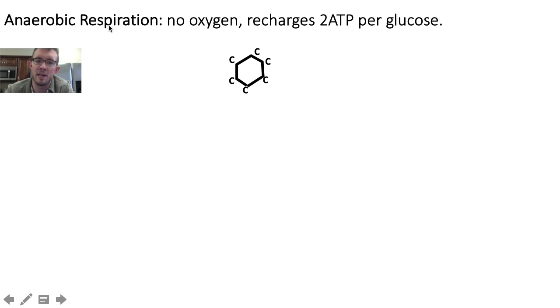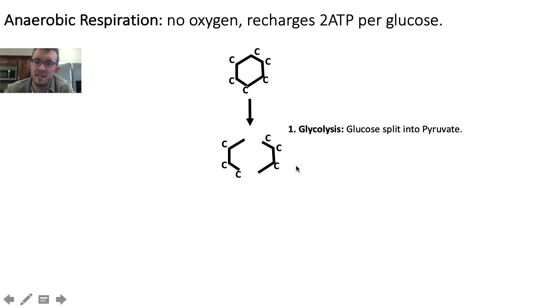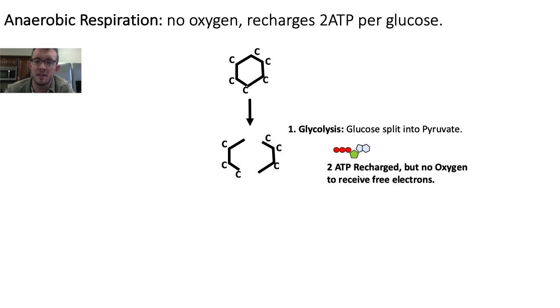Now anaerobic respiration, which occurs without oxygen, is a much simpler process and only recharges 2 ATP per glucose. If there's no oxygen around, the molecule of glucose will still undergo glycolysis, in which glucose gets split into two separate pyruvate molecules. And 2 ATP is still recharged, but now there's no oxygen to receive the electrons freed by this process. As a result, organisms will process these loose electrons in one of two ways.